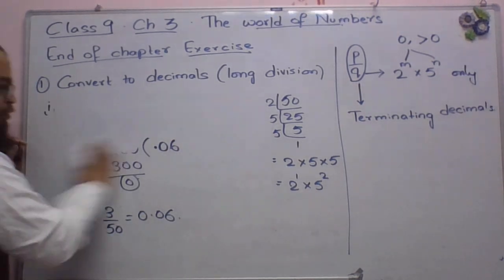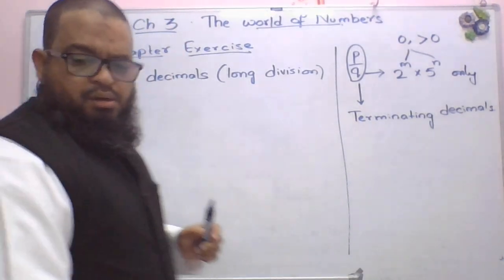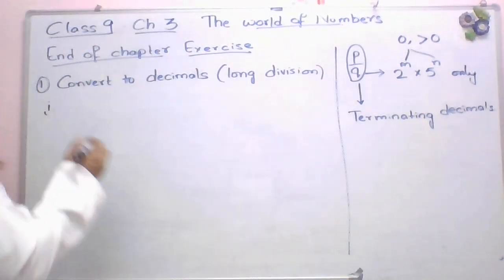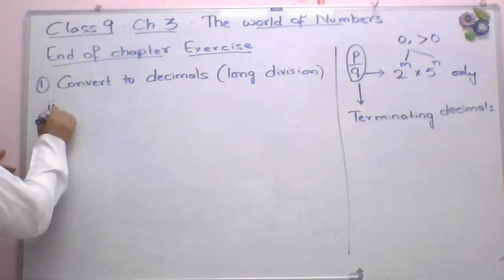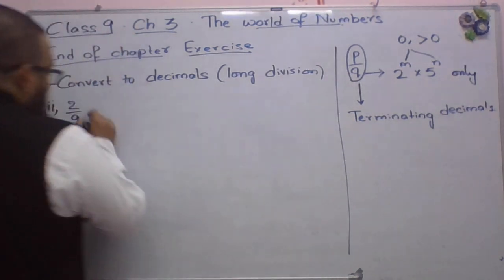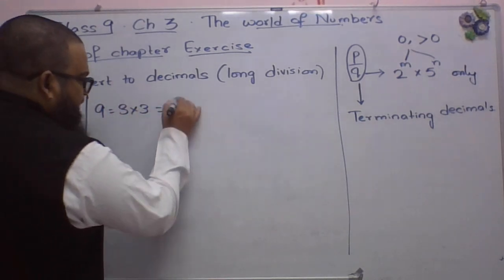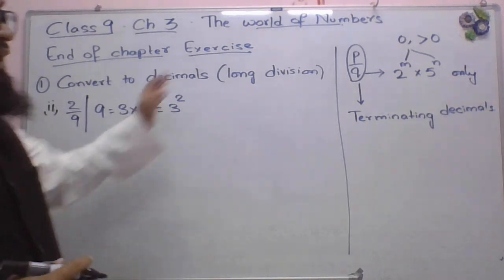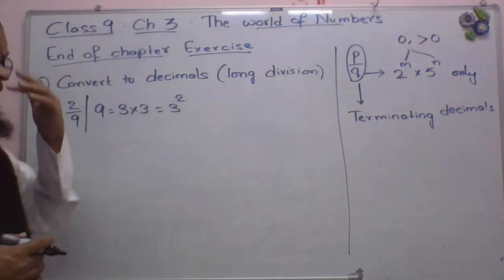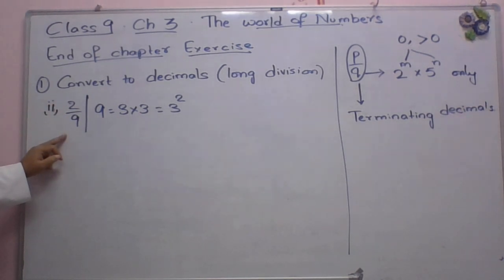Now, what is the second question? Let me check the second question. Second question is 2 by 9. The second one is 2 by 9. And we all know that 9 can be written as 3 times 3, that is equal to 3 square. Is it right? So is it in the form of 2 to the power of m into 5 to the power of n? No. So therefore, whenever you divide 2 with 9, what do you get? You will get a non-terminating repeating decimal.